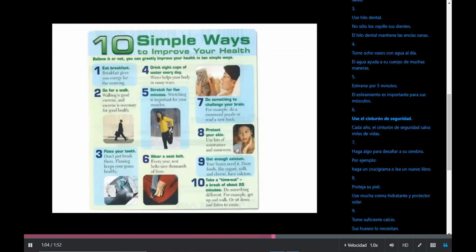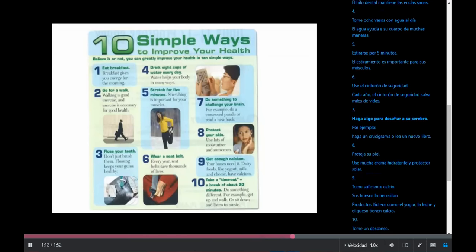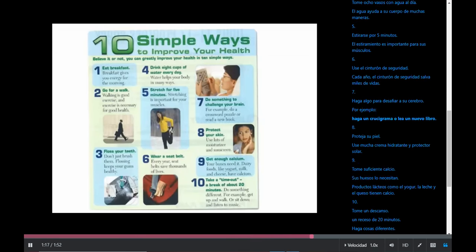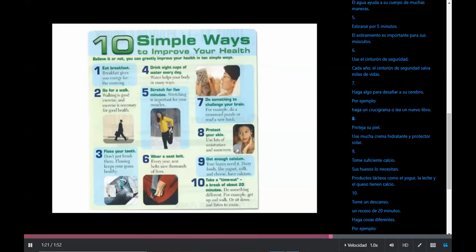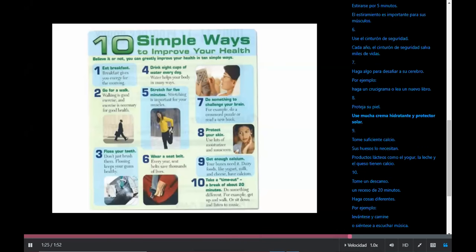6. Wear a seatbelt. Every year, seatbelts save thousands of lives. 7. Do something to challenge your brain. For example, do a crossword puzzle or read a new book. 8. Protect your skin. Use lots of moisturizer and sunscreen.